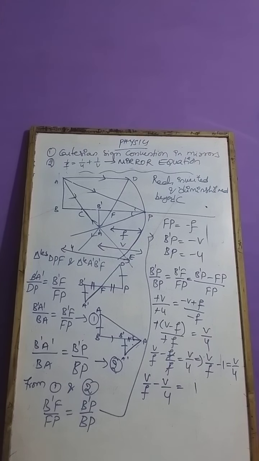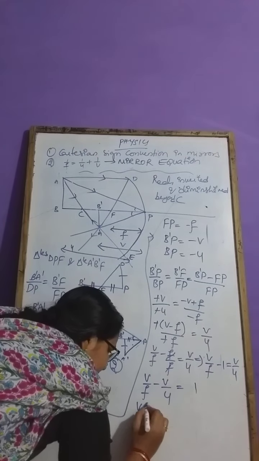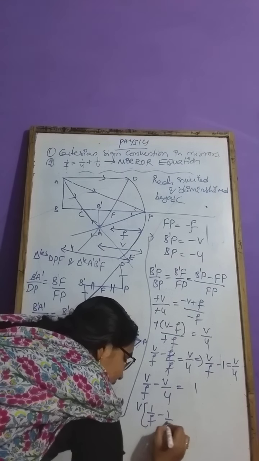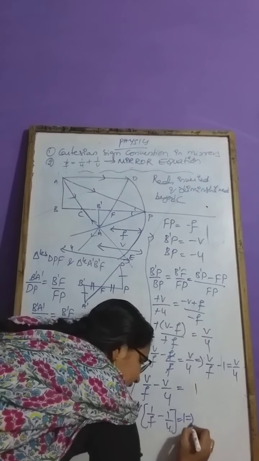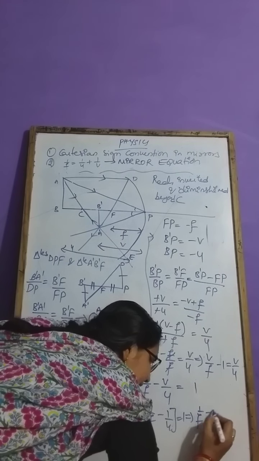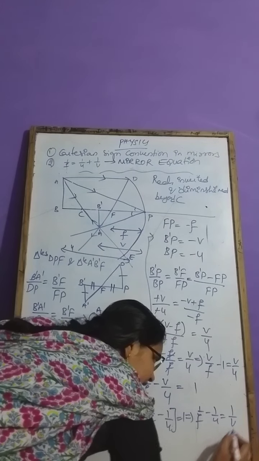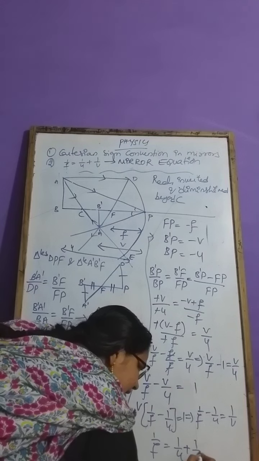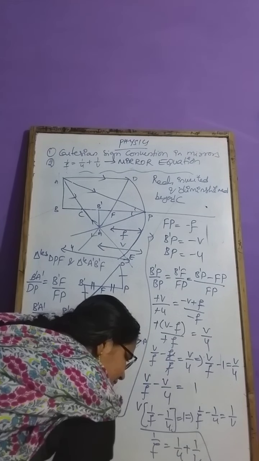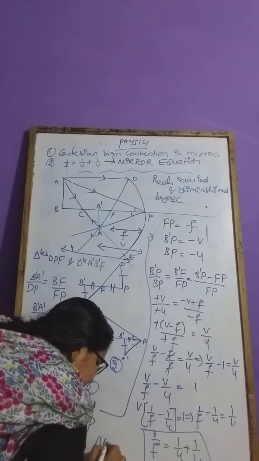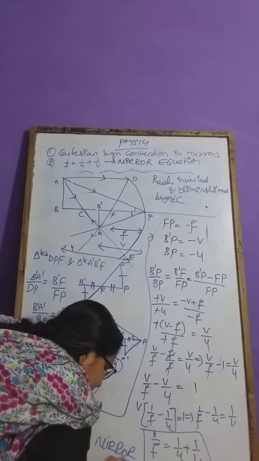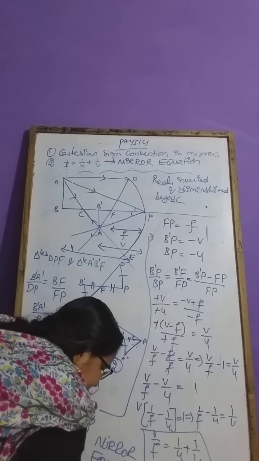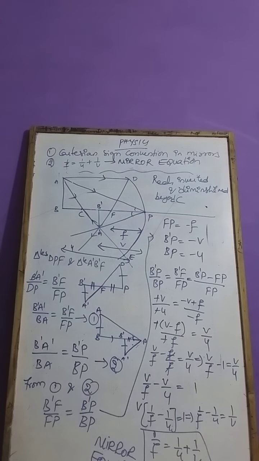So we will take V common here. 1 by F minus 1 by U is equal to 1 by V, which finally means 1 by F is equal to 1 by U plus 1 by V, which means our mirror equation is derived. This is our mirror equation. I repeat once again, all of you please concentrate.